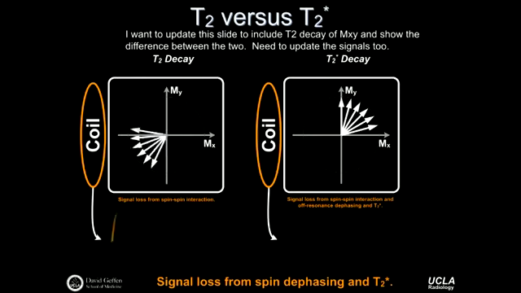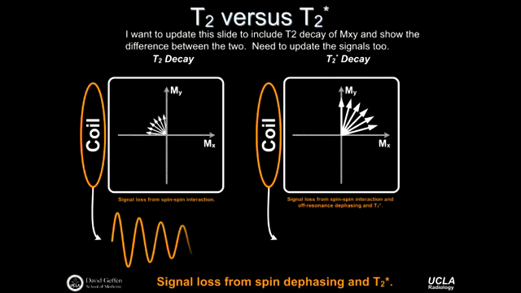Here's an example of how we can think about T2 versus T2 star decay. This is great, right? This is a note to me after lecture. I should have put it in red text. Back to the slide, I should make a change. I want to update this slide, to do that later this afternoon.